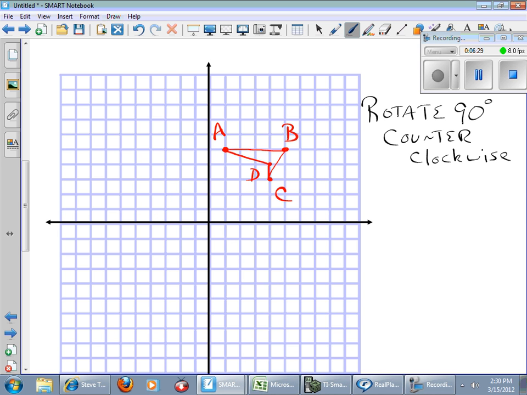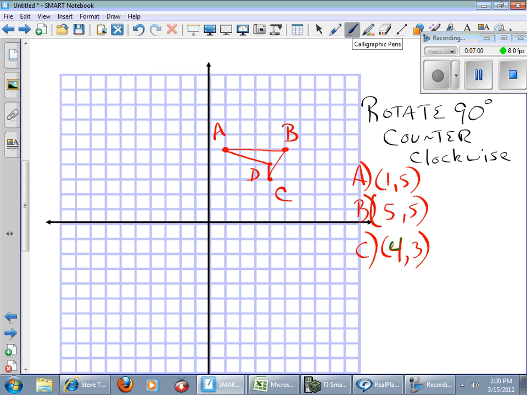Okay, I'm going to fill out the coordinates of A, B, C, etc. So you can check me on this. Looks like A is at 1, 5. B is at 5, 5. C is at 4, 3. D is at 4, 4. And that's it. Okay. Draw my little line, and I'm just going to use the coordinates.